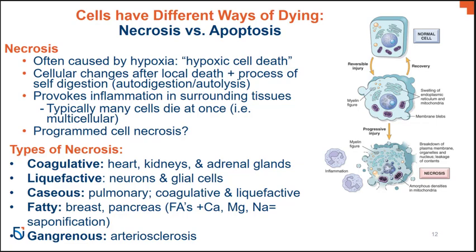Cellular death, oftentimes caused by hypoxia, will eventually lead to necrosis. Necrosis is really the sum of cellular changes that occur after local death, and it's the process of cellular self-digestion. So that's summarized here for you if you missed what I said. Self-digestion is also referred to as autodigestion or autolysis. But the next important statement to make that you need to be aware of is that cells die long before necrotic changes are evident microscopically. So if you see necrosis occurring, the cells have already died. Necrosis is not the first sign of cellular death.